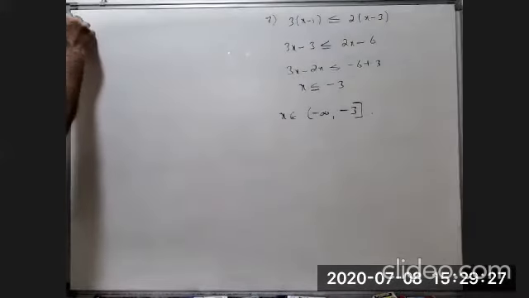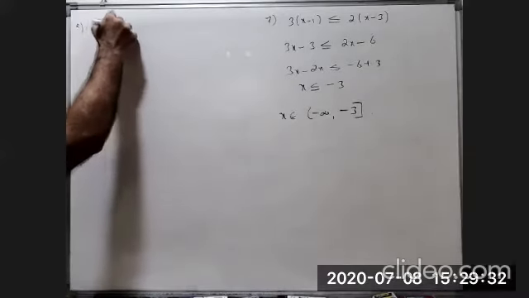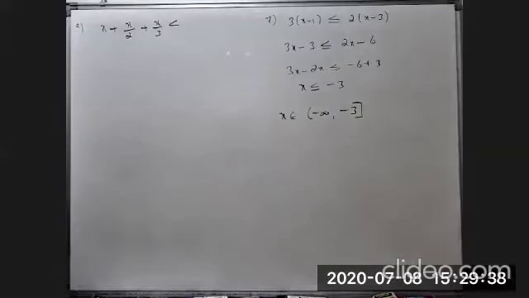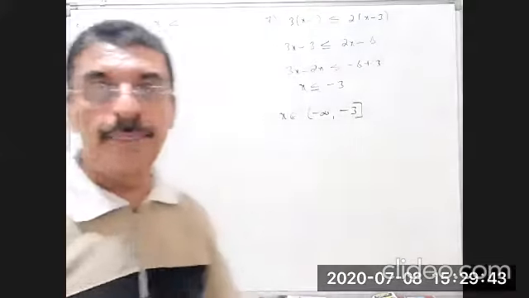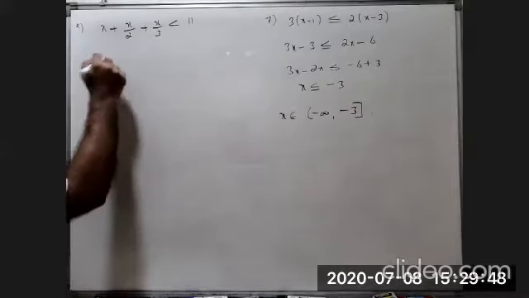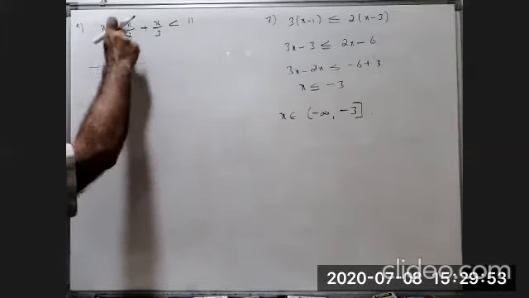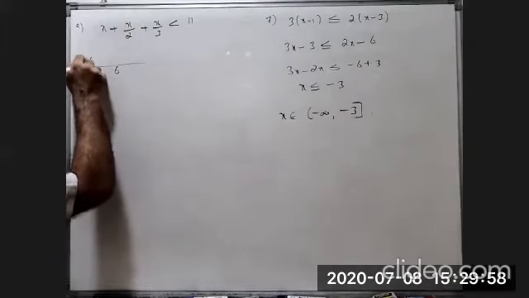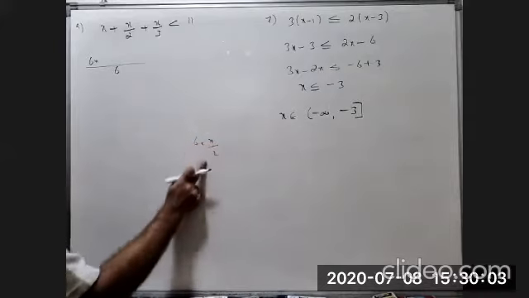Question number 9. x plus x by 2 plus x by 3 less than 11. Take LCM in left hand side, then cross multiply. LCM 6. LCM multiplied by each term will give its numerator. 6 into x is 6x. 6 into x by 2, just do it in your mind.